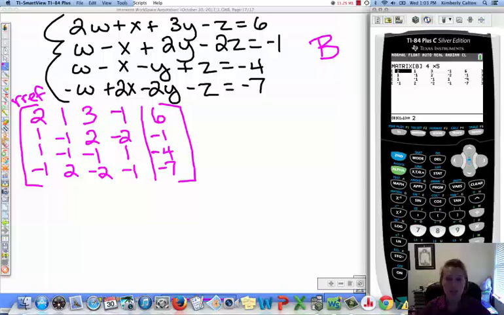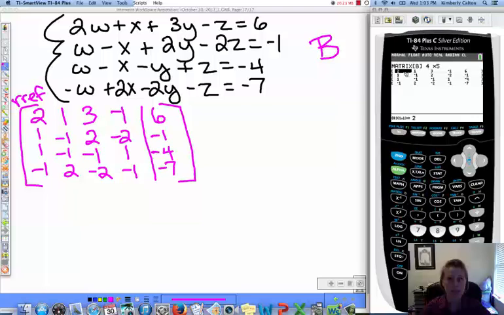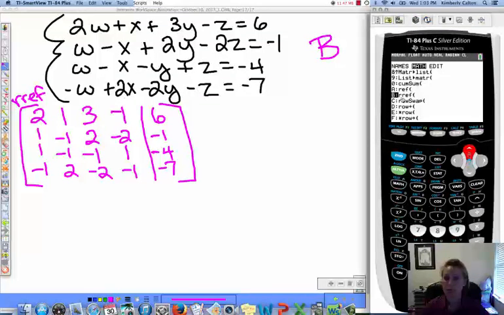Enter. Now, just like before, I want to make sure I'm not making any mistakes. 2, 1, 1, negative 1, 1, negative 1, negative 1, 2, 3, 2, negative 1, negative 2, negative 1, negative 2, 1, negative 1, and 6, negative 1, negative 4, and negative 7. So we exit out. Again, we're going to go back and do the reduced row echelon. So we're going to go back to second matrix, over to math, and instead of going down over and over again, I just push up so it gives me the bottom of the list. There's my reduced row echelon form.